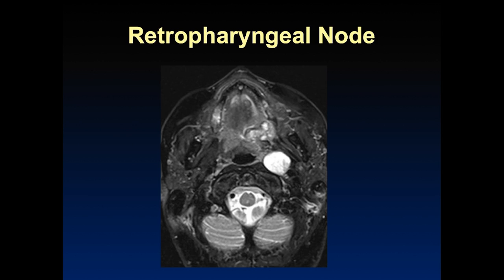This is an example of a retropharyngeal lymph node. You can see that it is very T2 hyperintense and abnormal. And in fact, this is from a palate primary head and neck cancer with metastasis to a retropharyngeal lymph node. You can see that it's located medial to the carotid sheath and in the lateral retropharyngeal space.